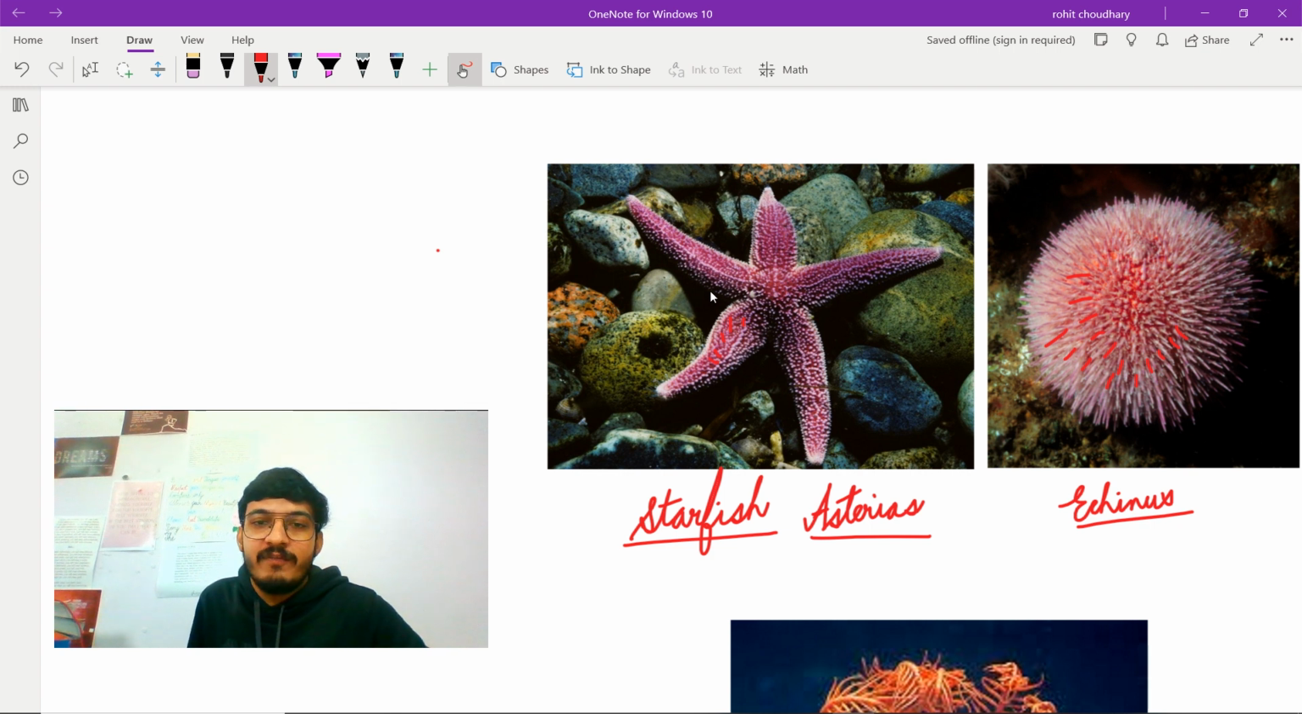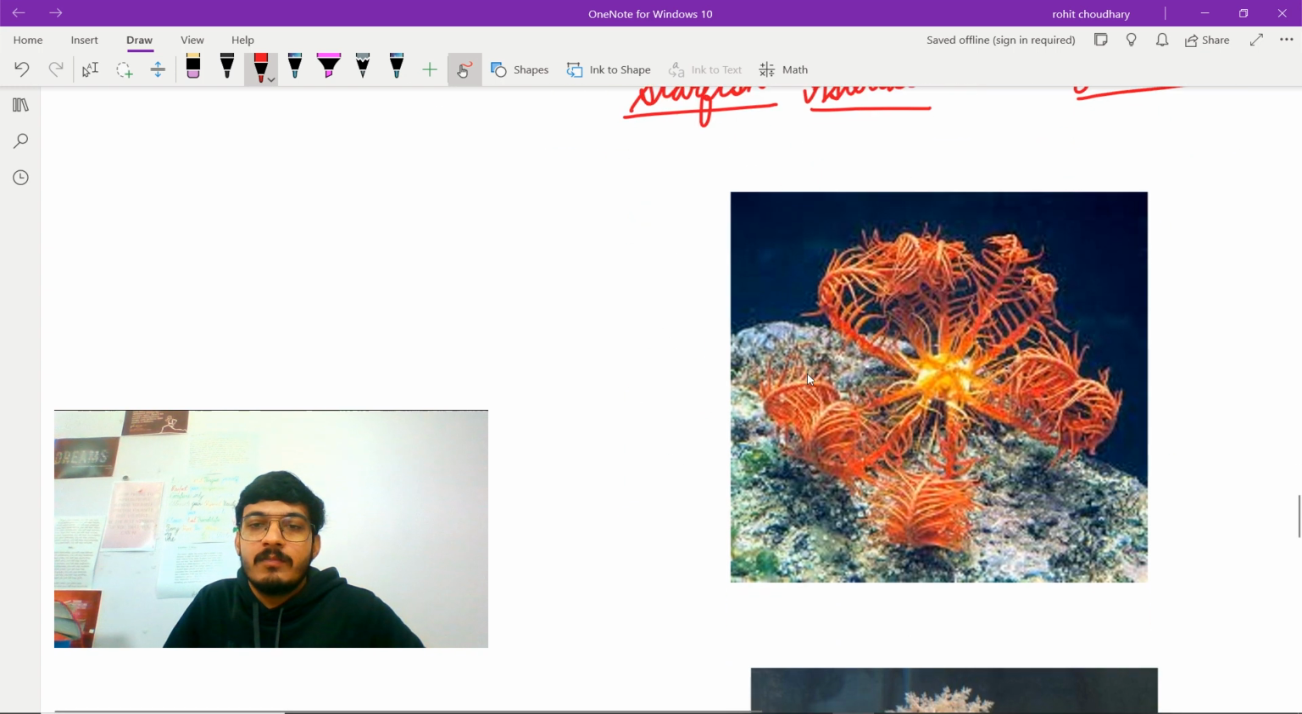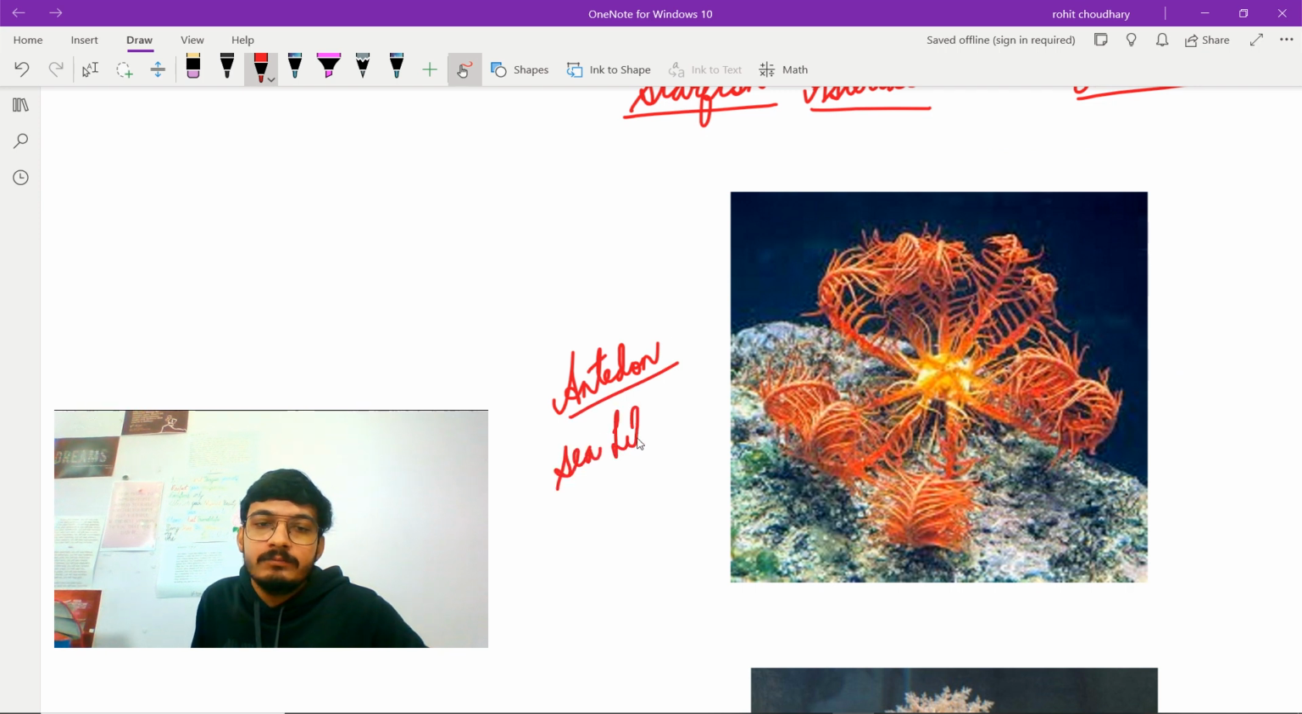And the most important feature, pentaradial symmetry. See, 1, 2, 3, 4, and 5. Pentaradial symmetry is shown. This is the picture of Antedon, commonly known as sea lily.